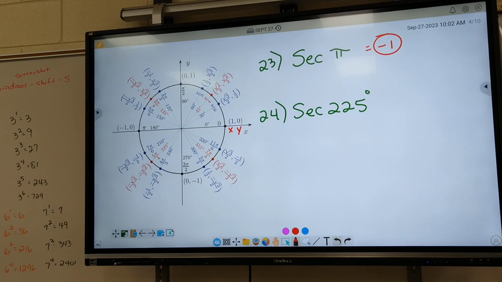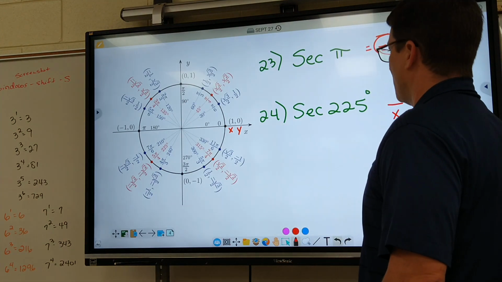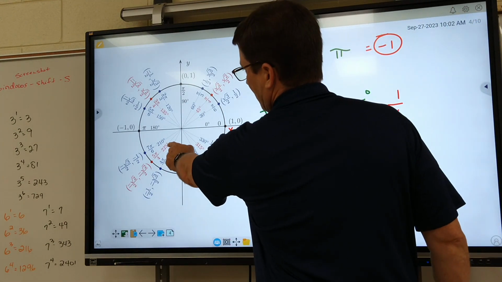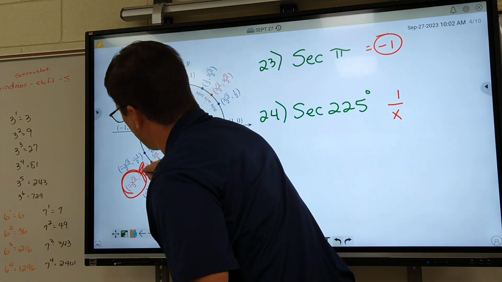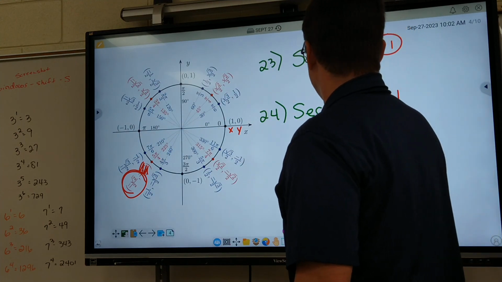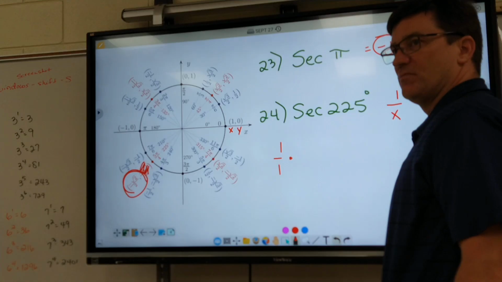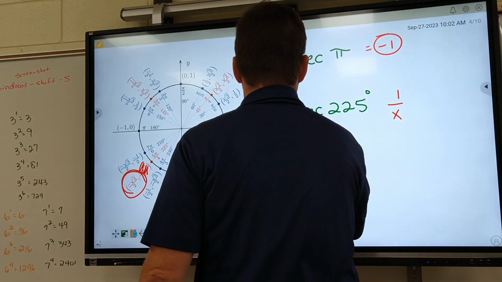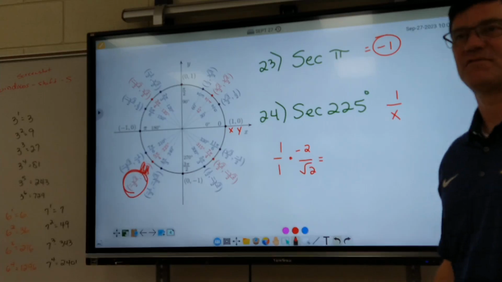All right, secant. I know my formula is 1 over x. All right, 225 is right here. This is my x. That's the number I'm going to use. Not even going to use my y on this one. So 1 on top is 1 over 1 times, I got to flip my x, so it's negative 2 over root 2. All right, you're going to have to show me this step.